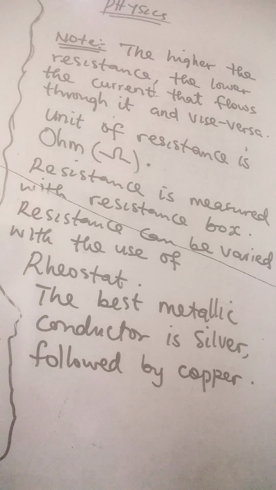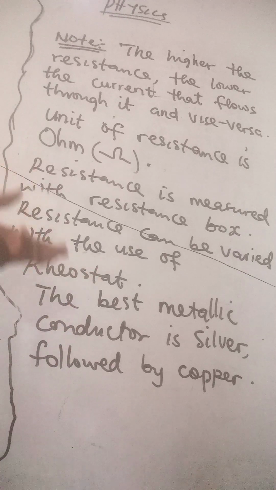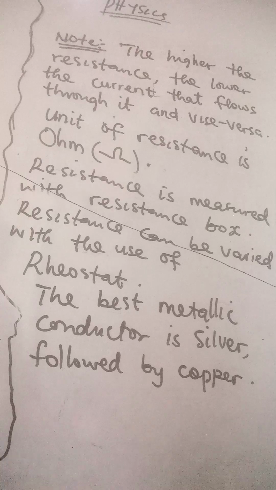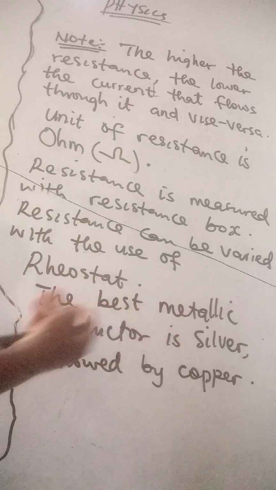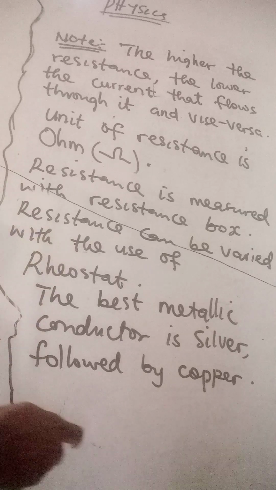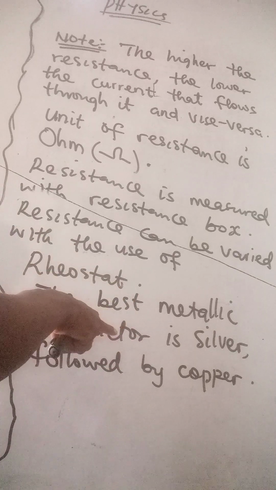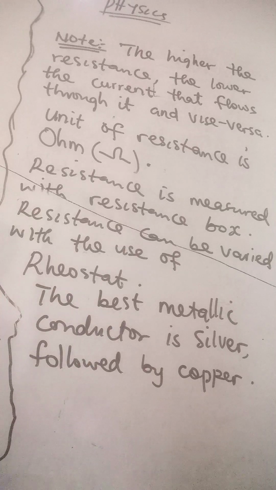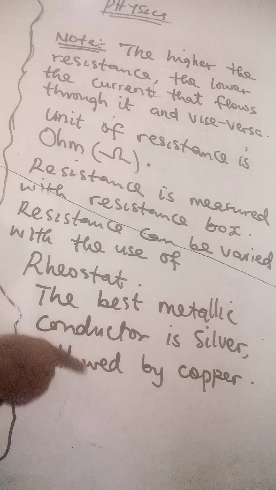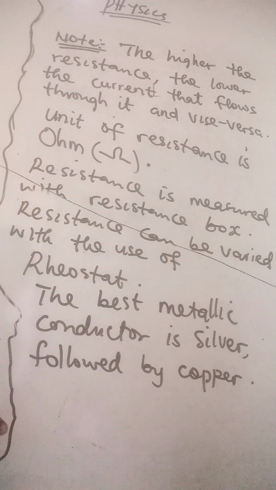But as I said, all metallic conductors will conduct electricity. So the best metallic conductor is silver, followed by copper. Why? That means silver has the lowest resistance, and copper has the next lowest resistance. That is why they will conduct more electricity than any other metal.